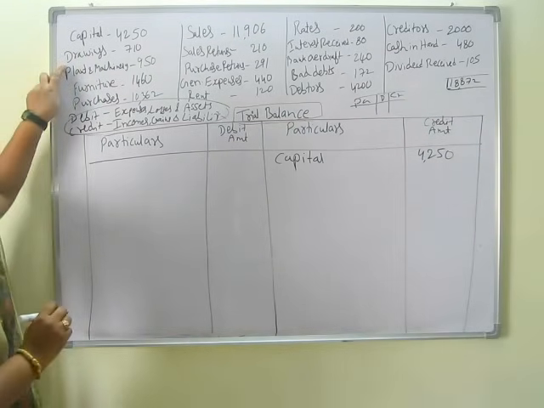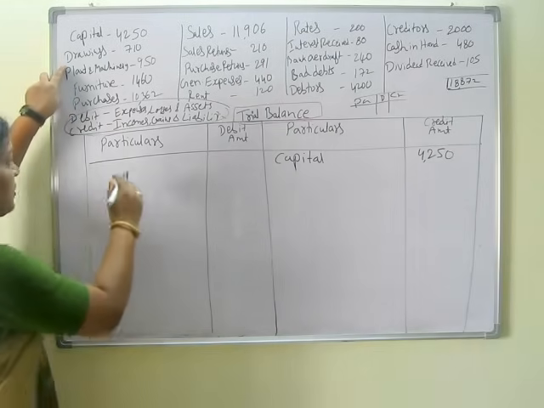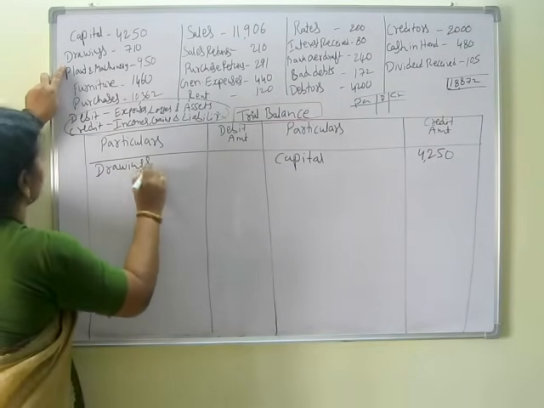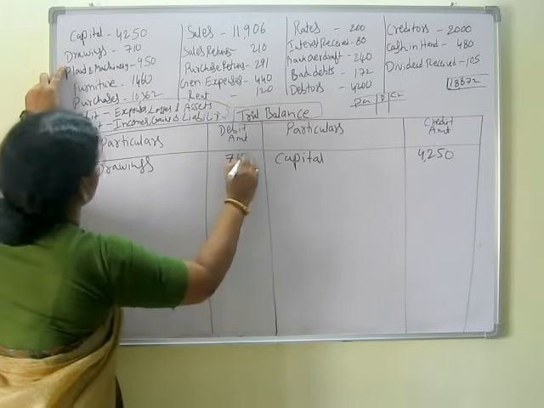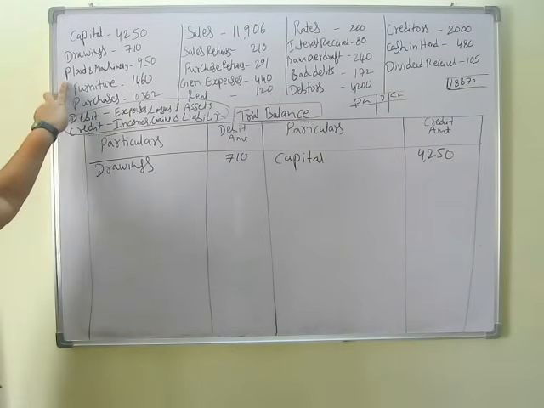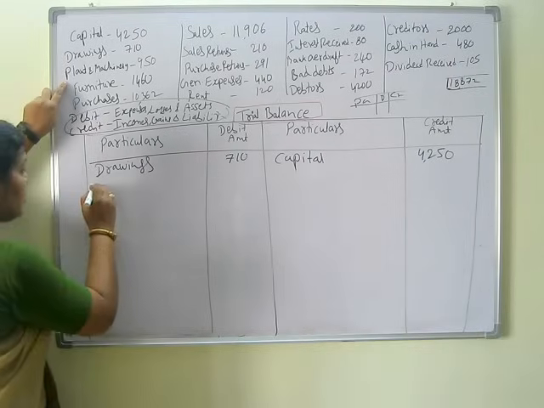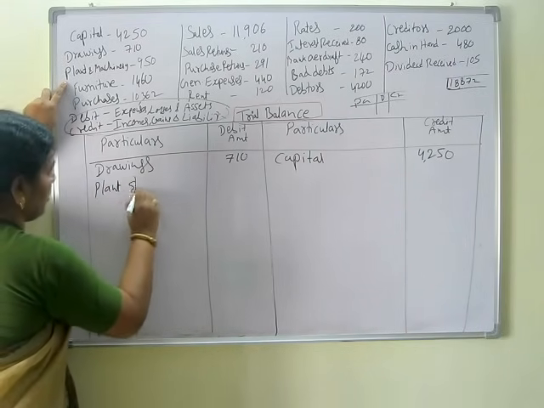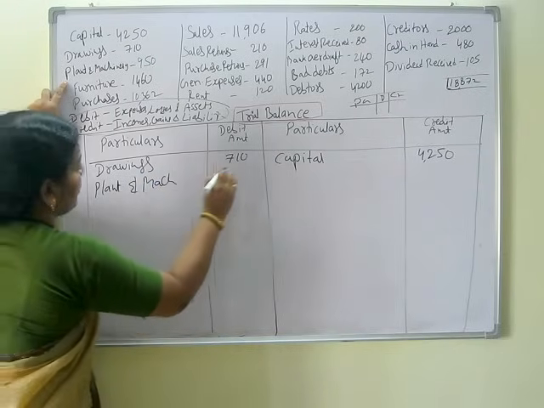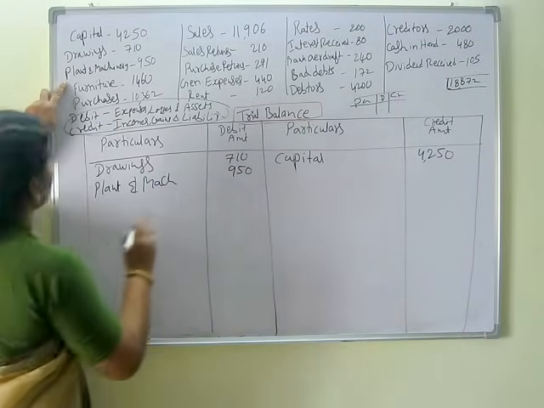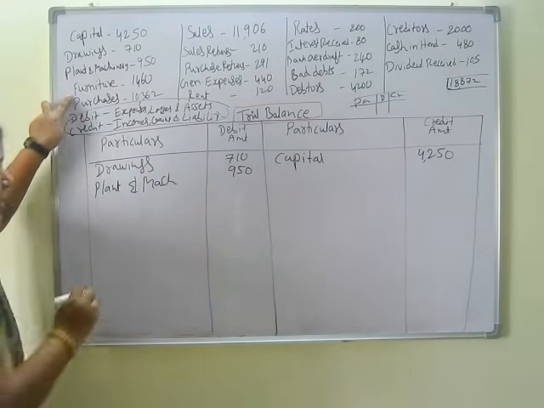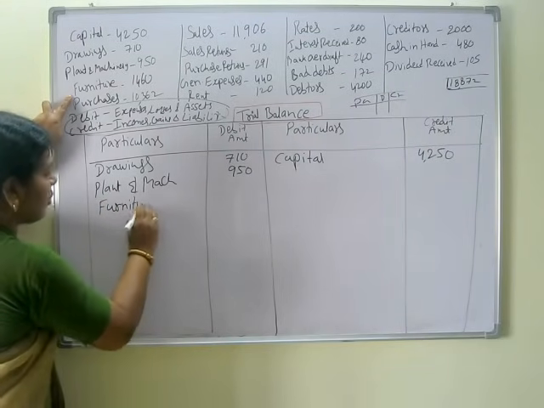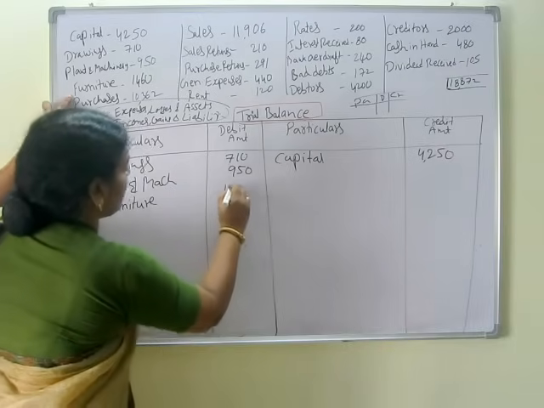Next, drawings. Drawings is an expense. The expenses will be on the debit side. Drawings 710. Next, plant and machinery. Plant and machinery is an asset. All the assets, debit side. Plant and machinery 950. Then furniture. Furniture is also an asset. Asset should be on the debit side. Stay along with me, it will be easy for you.